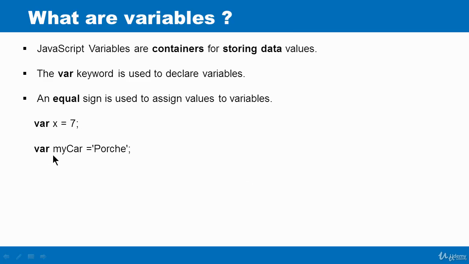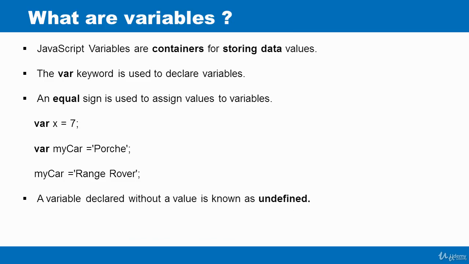For example, here I've already defined a variable called myCar. If I wanted to change the value from Porsche to a Range Rover, all I need to do is call the variable by name and assign it a different value. So that way I've already changed the value. Once you've declared the variable, you can change the value. A variable that is declared without a value is known as undefined.